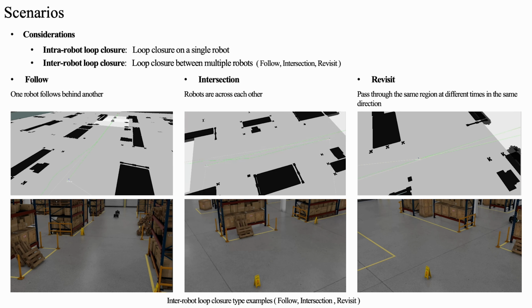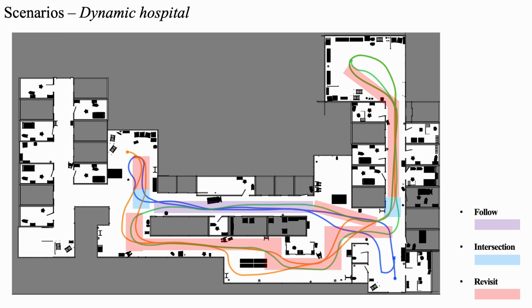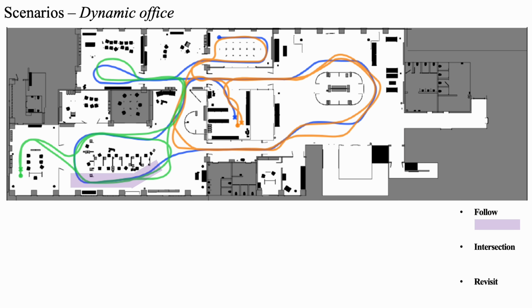This page shows the total scenarios for each robot in the dynamic hospital environment. For the hospital environment, we can see that there are lots of revisit areas between robots in most areas. In addition, there is also a case of following the robot from a slightly distant distance, with a total of 2 intersection cases. This page shows the total scenarios for each robot in the dynamic office environment.